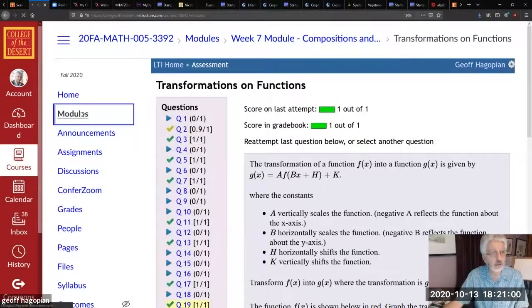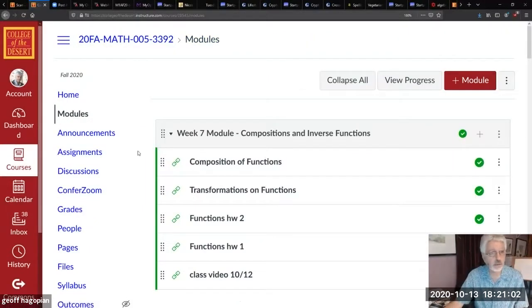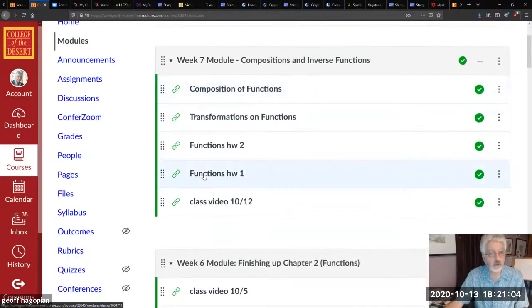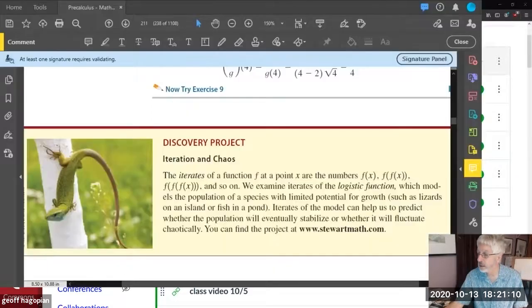So we can go back to modules, and we were sort of looking at the text, which is here, and we were working on this discovery project. You recall this? And I was kind of searching for my virtual Texas Instruments calculator. I still haven't found that sucker. I got it somewhere. It's probably on my website, if nowhere else.